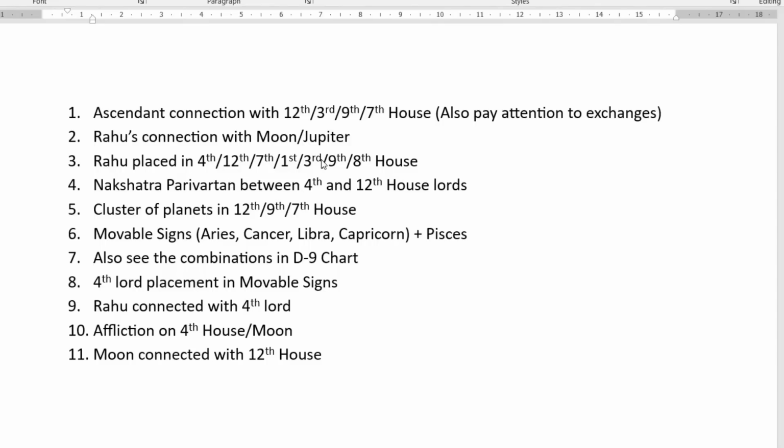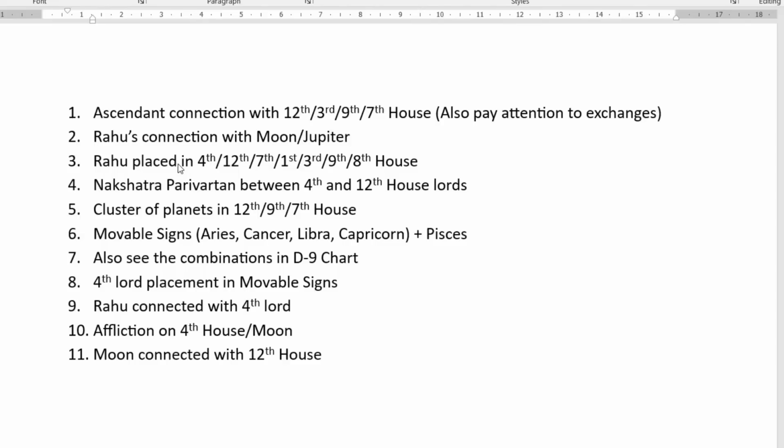And suppose you have Rahu in the 3rd house, 9th house, 1st house, or 7th house, it is more of foreign travel. But definitely, people who are settled in different countries can also have Rahu in the 9th house or 3rd house. But the most powerful placements of Rahu for foreign settlement are these three, the 4th, 12th, and the 8th.